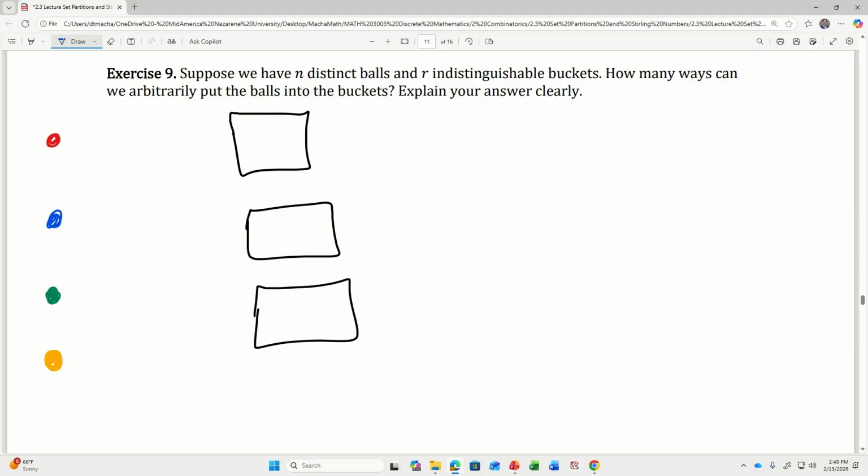R to the n power? Yeah. It's not r to the n power.